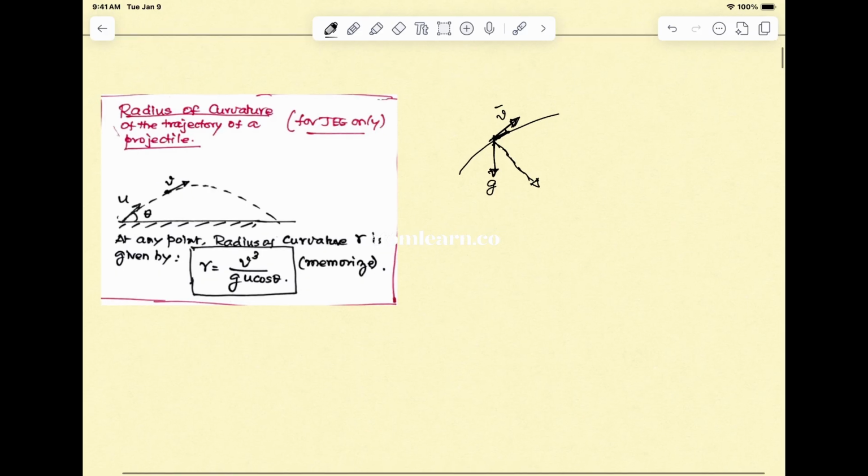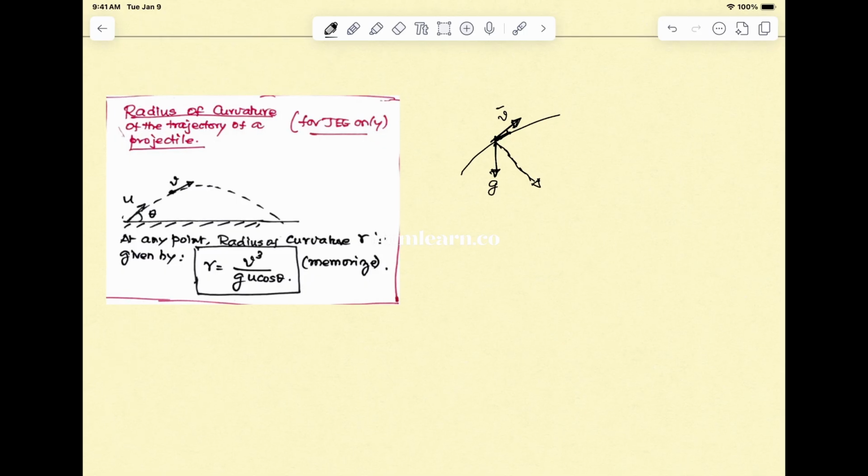Why? Because the component serves as the centripetal acceleration for an assumed circular motion of the particle at that particular point. Therefore we have to find the radial component of the acceleration g. Now let us call this angle theta. No, let's call this angle phi, because theta will be the projection angle, so that we will not confuse. Therefore let's call it phi.